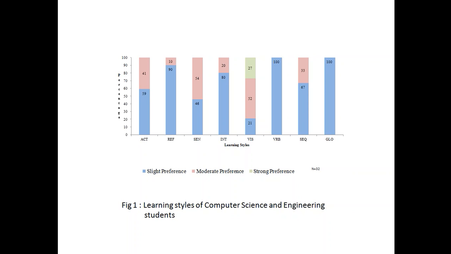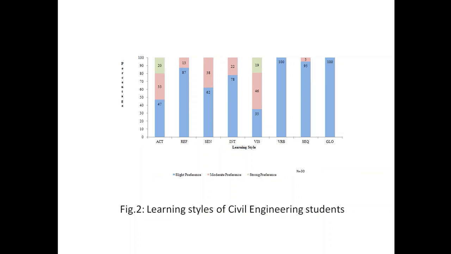And for other styles of learning, active-reflective, sensing-intuitive, or sequential-global, the majority of the students had either a slight preference or a moderate preference for the style. Then, for civil engineering students, you can see that only 20% showed a strong preference for the active learning style, and about 19% had a strong preference for the visual learning style. The rest showed either a slight or a moderate preference.